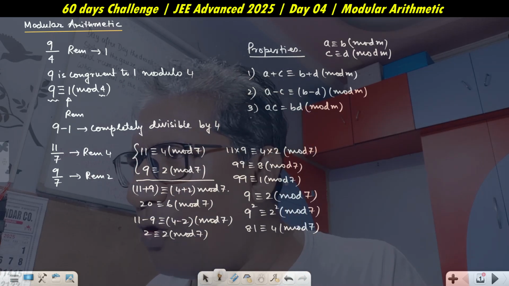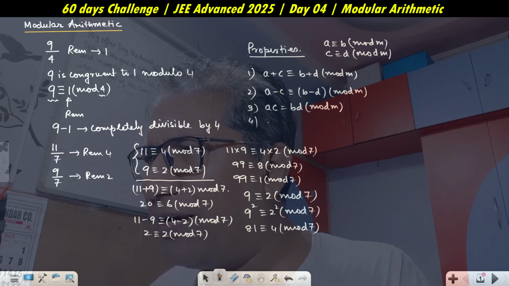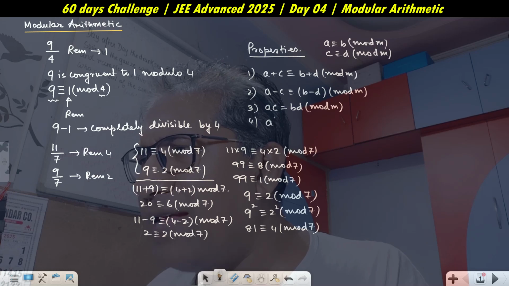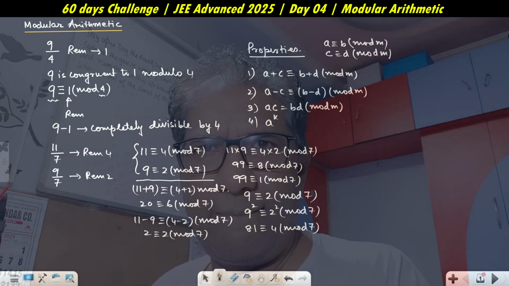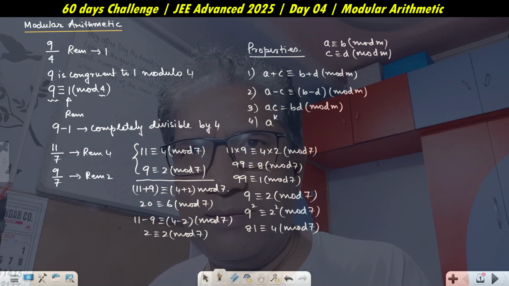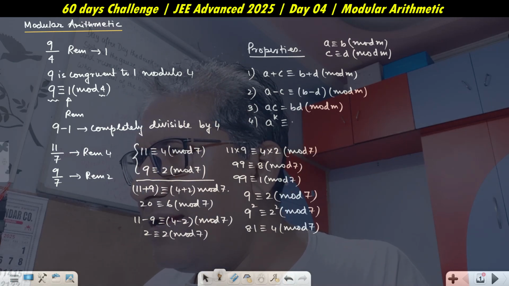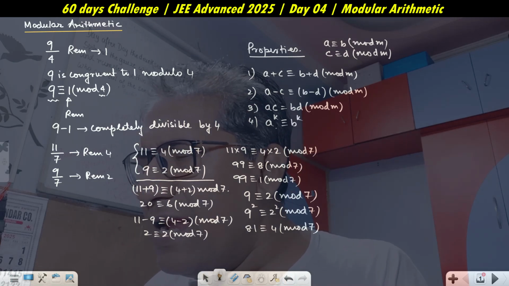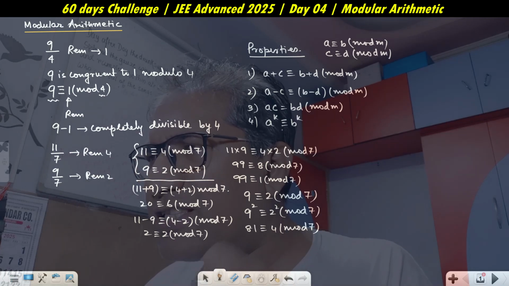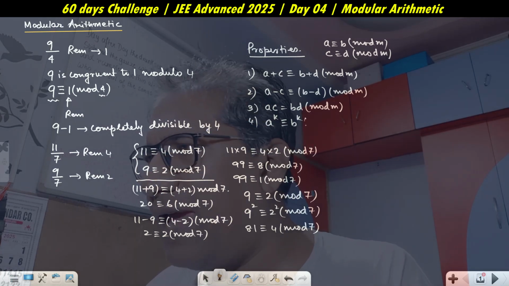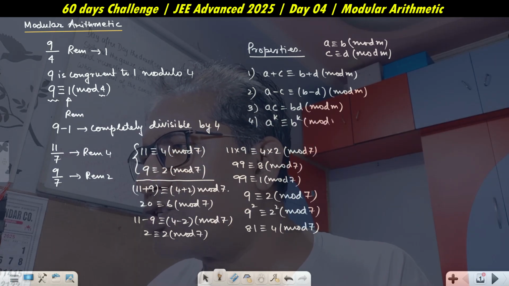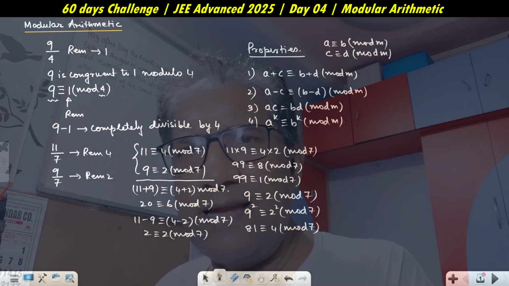That is, the fourth property, which is a very important property, is that whenever we raise its power to k, where k is a natural number, then a to the power k is congruent to b to the power k modulo 7. This is true. Is it clear?